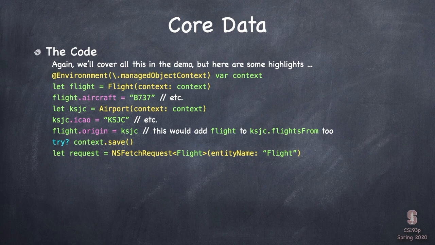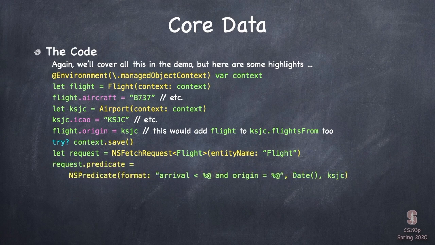Now, how does it know which flights to go and get? Well, this request has a var in it called predicate, and you assign it an NSPredicate. You're definitely going to want to look in the documentation of NSPredicate and see the incredible wide range of things it can do to specify which flights you want. So for example, I've created a predicate here. Predicate has a little bit of a printf kind of feel to it. This has been around a very long time, well before Swift ever existed. So it's a little printf-y.